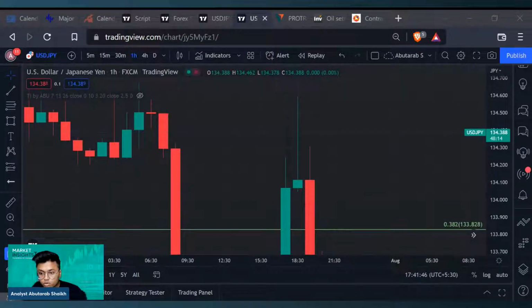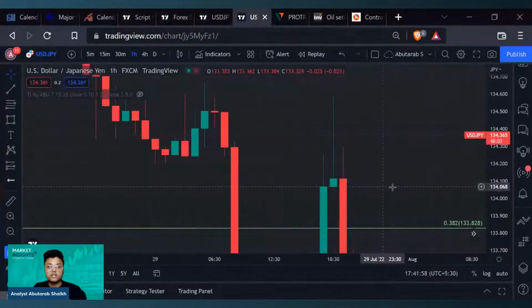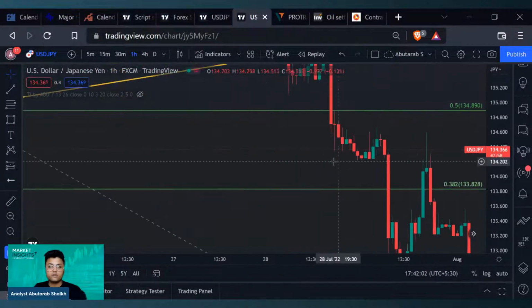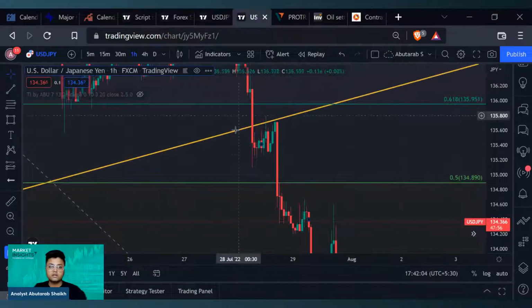At least three or more confirmations before taking an entry. Three or more confirmations, we are talking about support and resistance here. Okay, we are talking about the breakdown that happened on this particular day of 28th July.